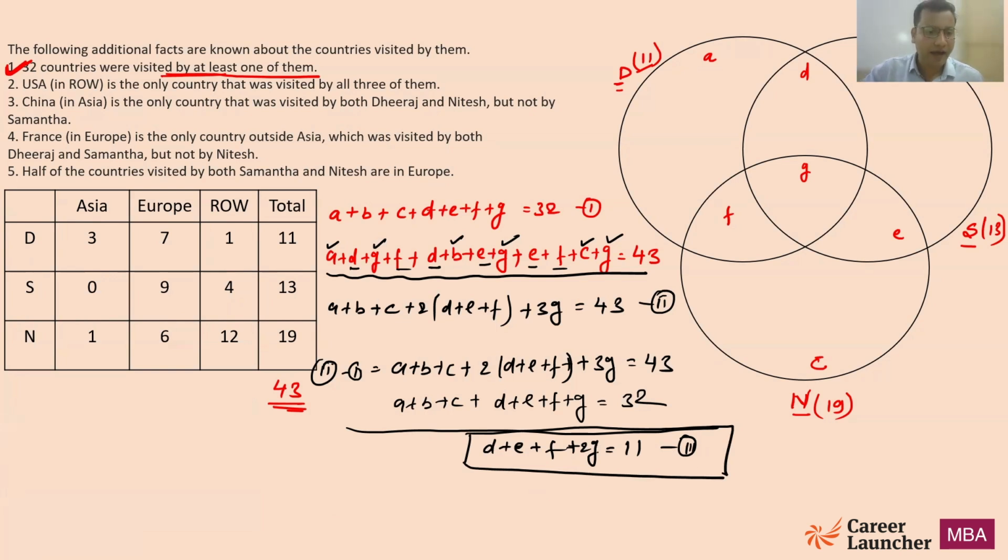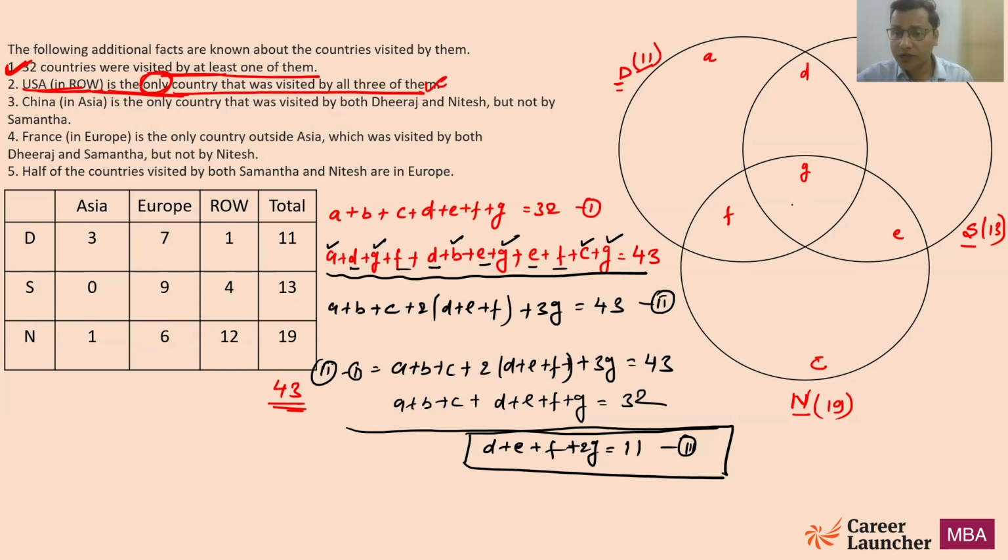The second statement that we have is that USA in ROW is the only country that was visited by all of them. Okay, so now we have the value of G. Look at this statement very carefully. This is the only country. This word "only" is very much important in this statement. So USA is the only country that was visited by all three of them, right?